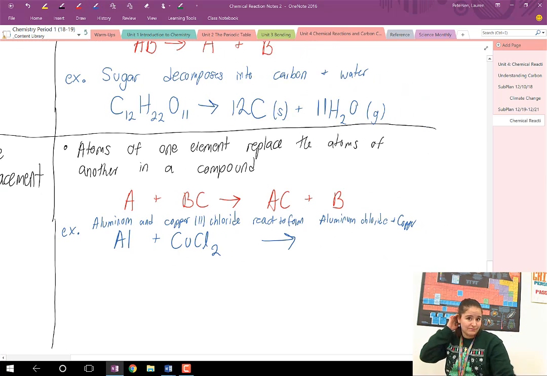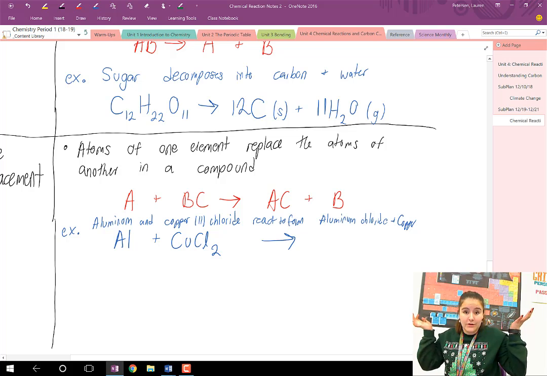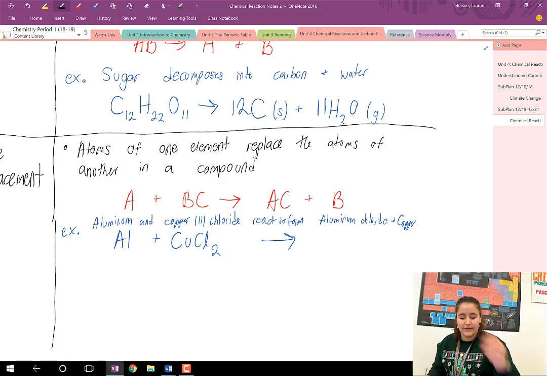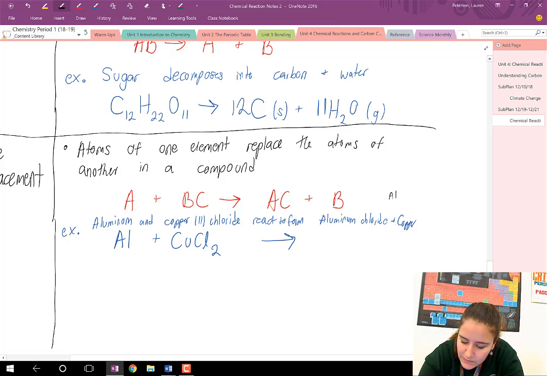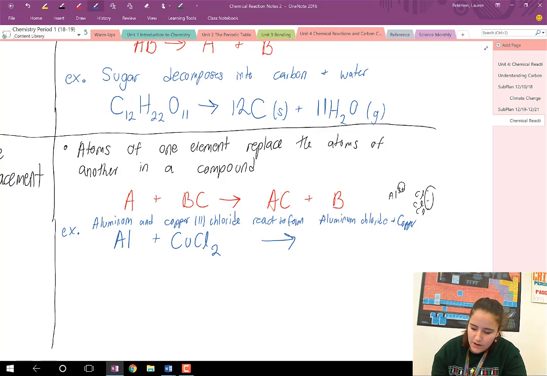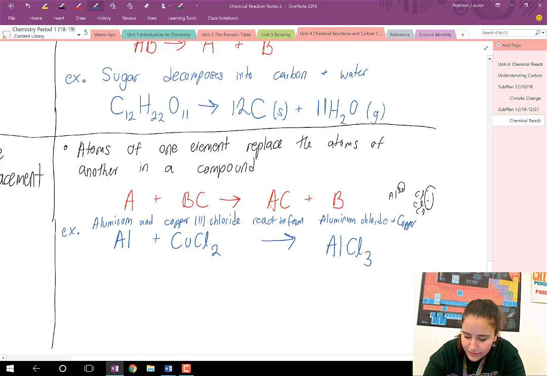Okay, so now what's the formula of aluminum chloride? Well, aluminum has 3 valence electrons, so it's going to be a 3+. Chlorine is always a 1-, so I'm going to need 3 chlorines to balance out that 3+. So aluminum chloride must be AlCl3. And then we just leave the copper by itself.